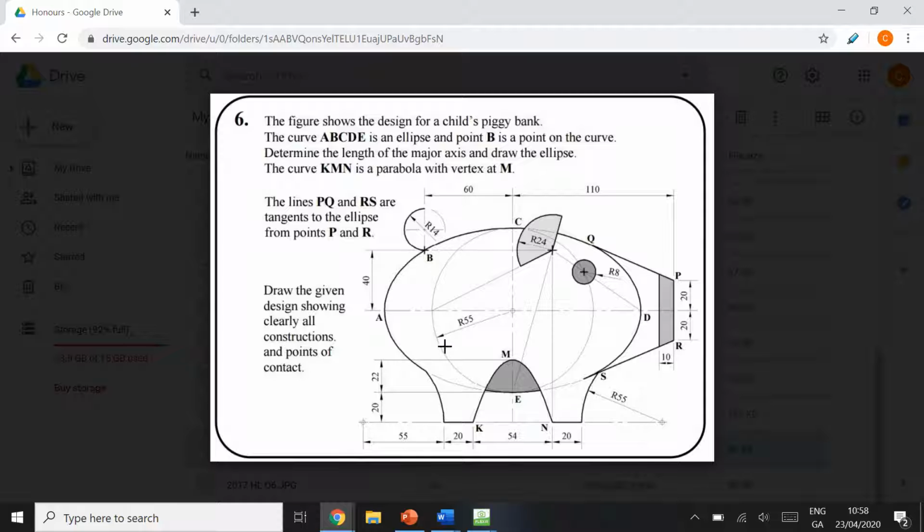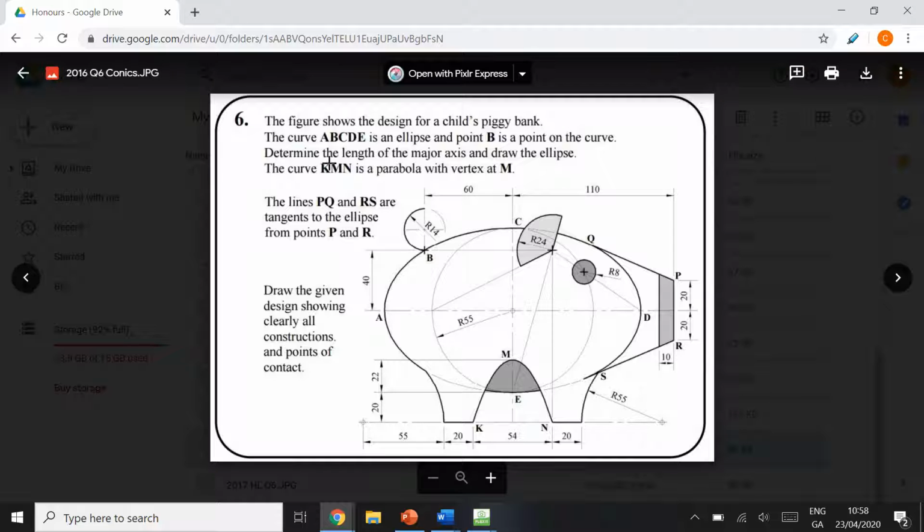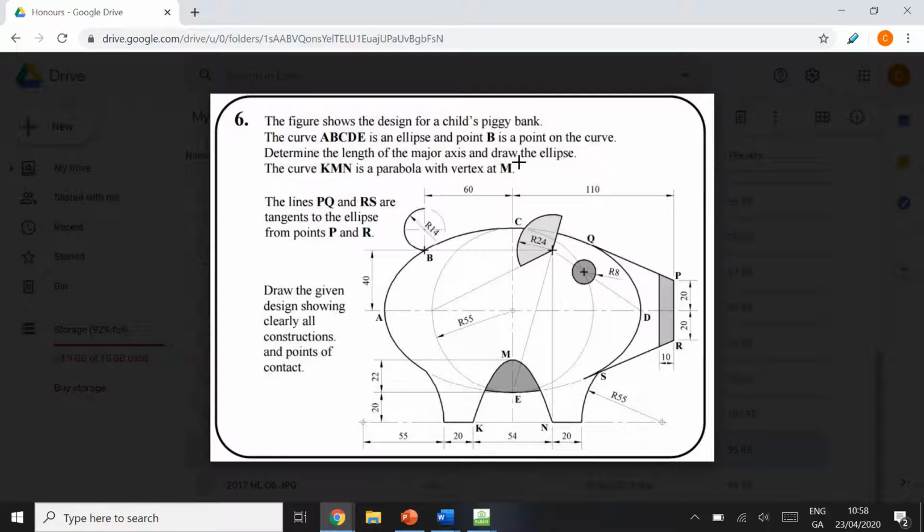We know the minor circle here. We don't know the major circle around the outside. So we need to find our ellipse without knowing the major. So we need to determine the length of the major axis, and then draw the ellipse. So that's the first thing we'll have to do.